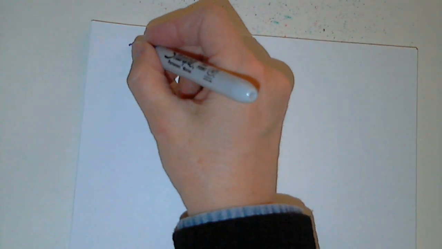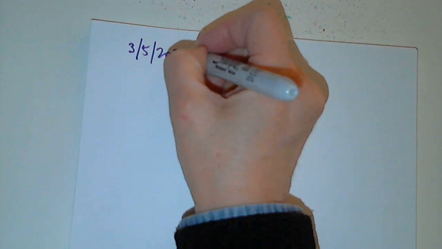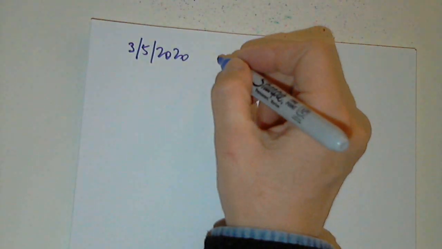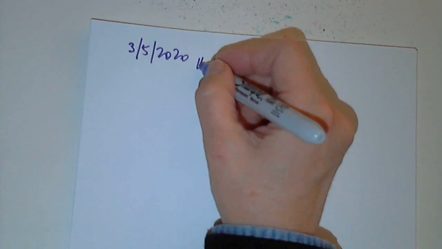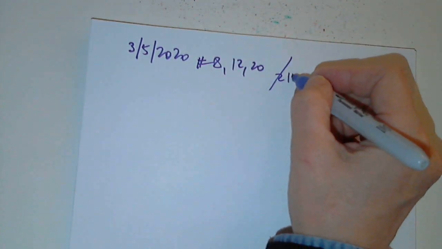Because I wasn't happy with what I saw. So today, I think it's the 5th. And of course, I forgot the number that you just said, or I wasn't paying attention. 8, 12, and 20. 8, 12, and? 20. And 20. These are all on page 215.